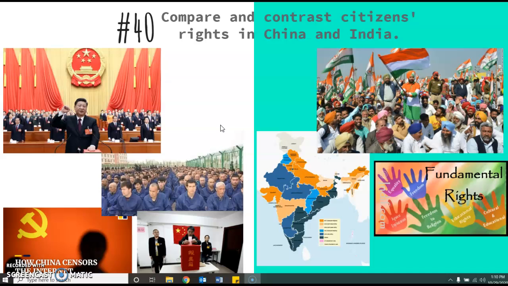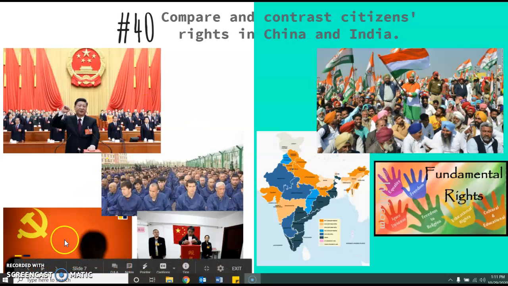Now, a lot of the rules they used to have in China have gone away. For example, no longer does the Chinese government tell people they can only have 1 or 2 children. That law was ended a while ago. But there are still a lot of rules that the Chinese government has. For example, they censor the internet, which you can see down here.